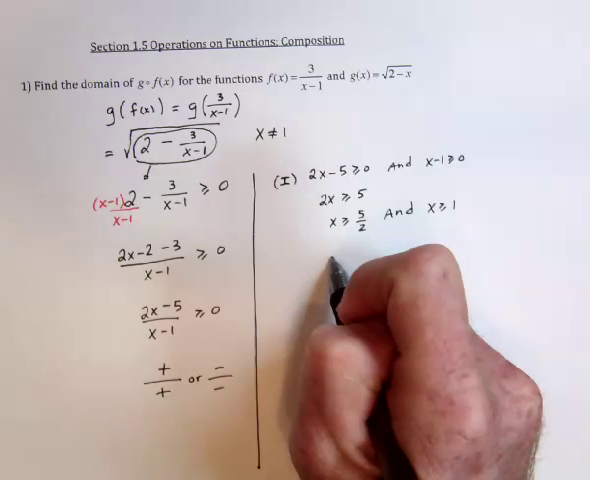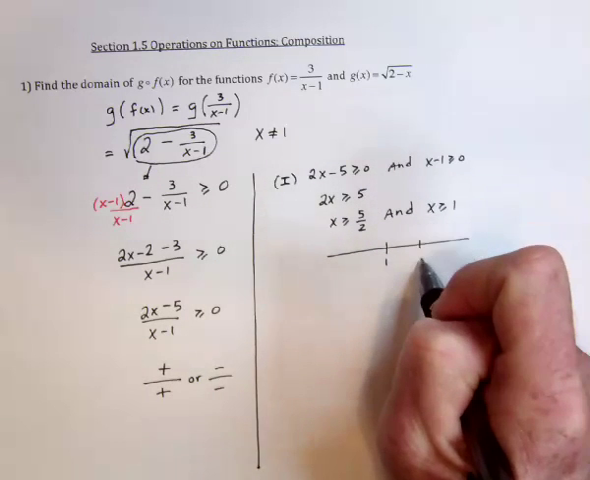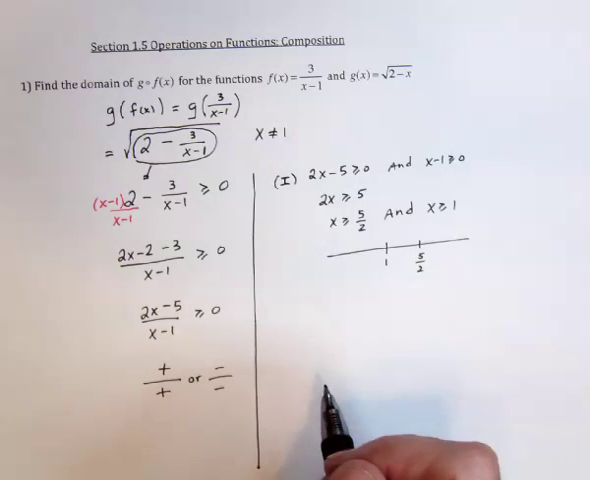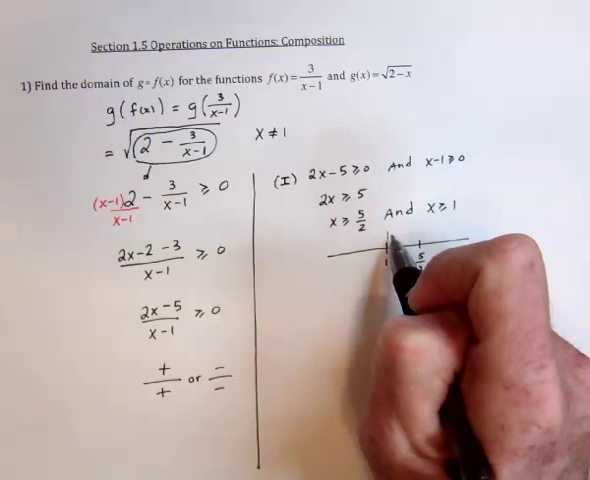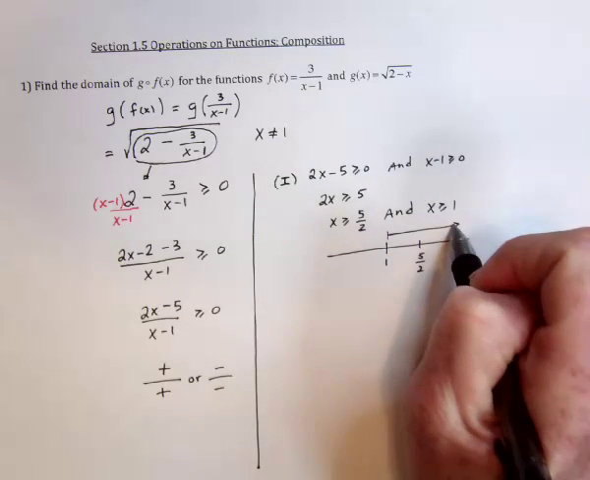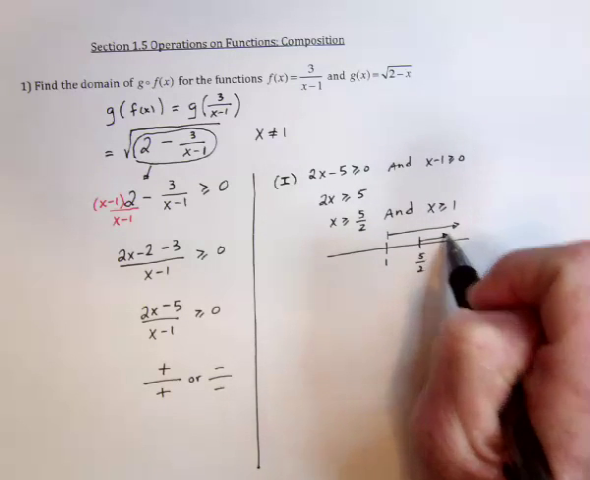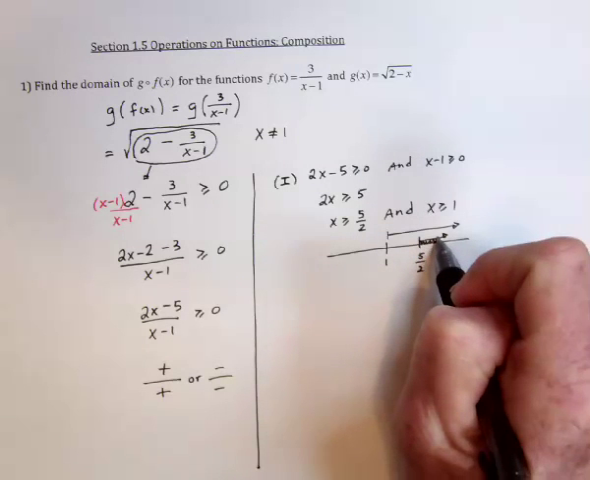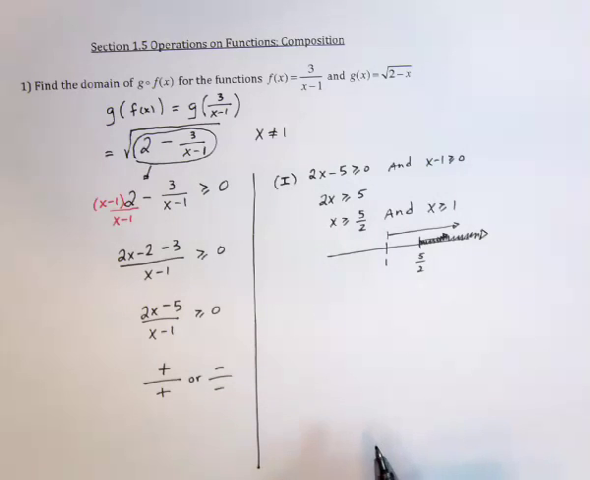So take a look at a number line. We've got a 1, and then somewhere over here is 2.5 or 5/2. So this is saying both statements need to be true, that it needs to be bigger than or equal to 1, as well as bigger than or equal to 5/2. So that would be where the two overlap, right here, from 5/2 to the right.